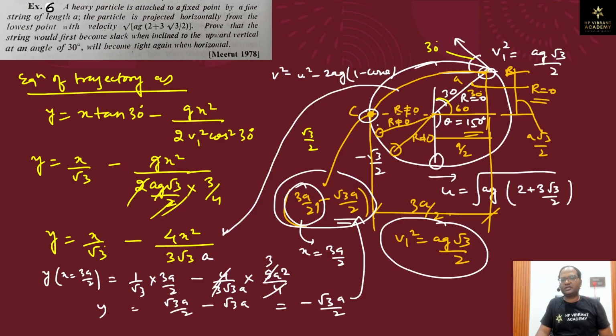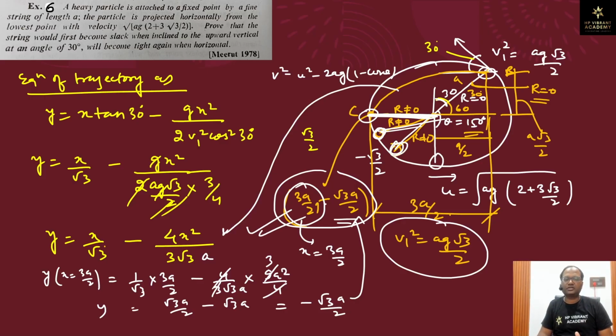Okay, and after point C, it will become tight again, because henceforth the reaction is not zero. The question asks: prove that the string would become slack when inclined to the upward vertical at 30 degree. This we have already shown. Because we have arrived at the angle of theta 1 as 150 degree, this means the angle from the vertical is 30 degree. Then it says it becomes slack when inclined to the upward vertical at angle of 30 and will become tight again when horizontal. So from this particular point onwards it will become tight again, because henceforth the reaction is not zero.